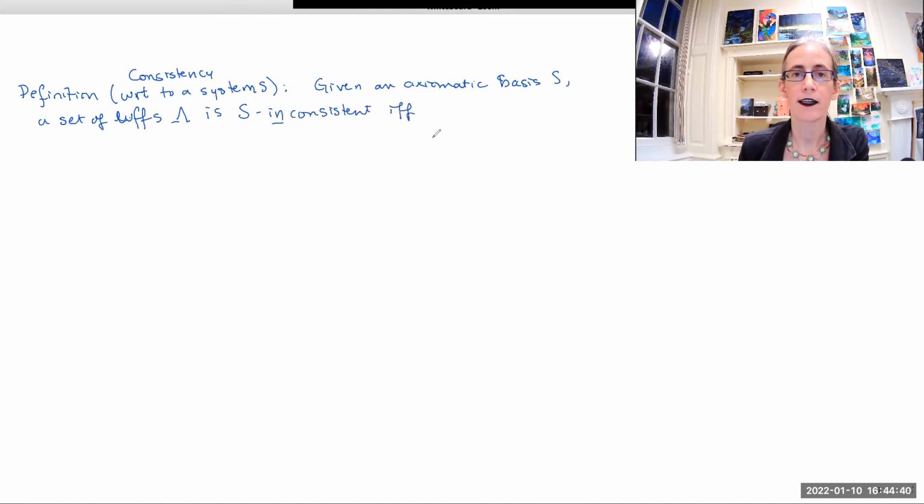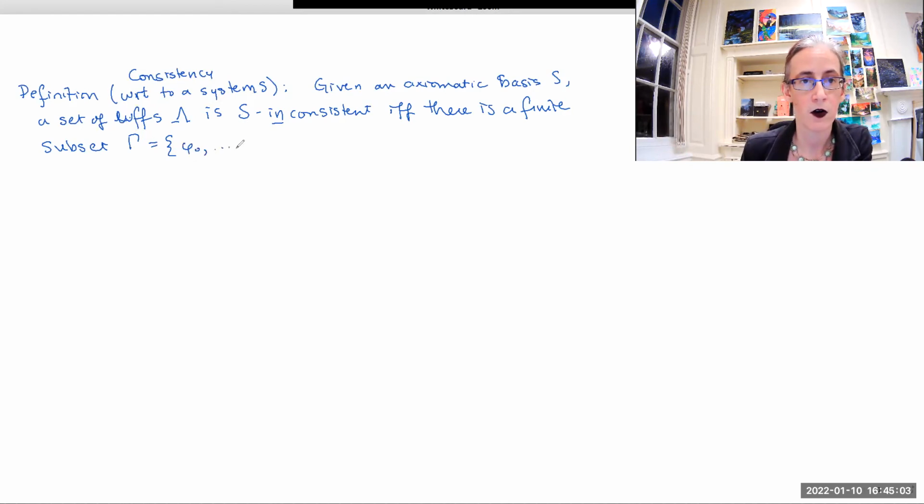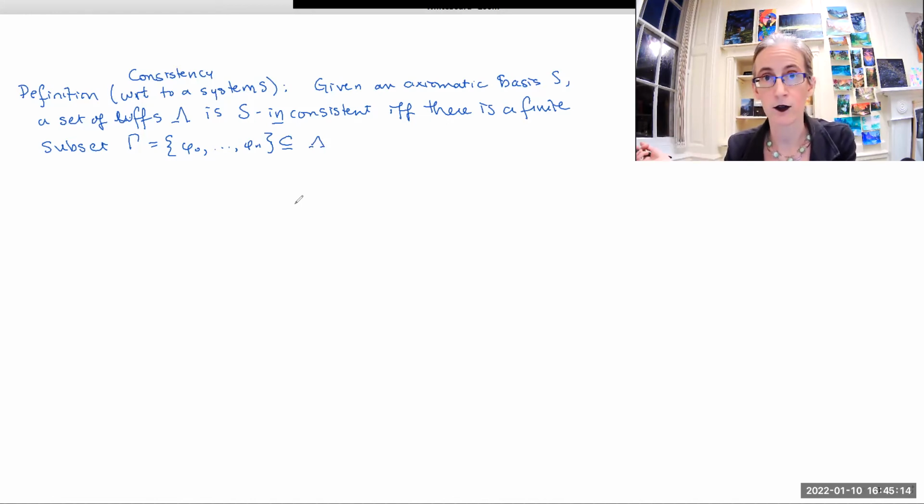if and only if there is some finite subset of this set lambda. So there is a finite subset, let's call it gamma, and because it's finite, we can number each of the formulas that are in it. We can turn it into a list. So gamma contains phi 0 all the way up to phi n for some n, and it's going to be a subset of lambda. Now, lambda itself could be infinite. It could also be finite. Gamma could be identical to lambda if lambda is finite.